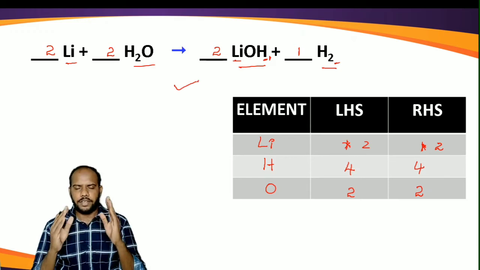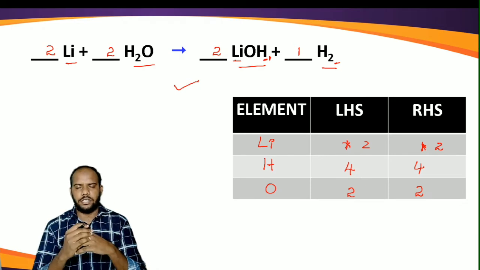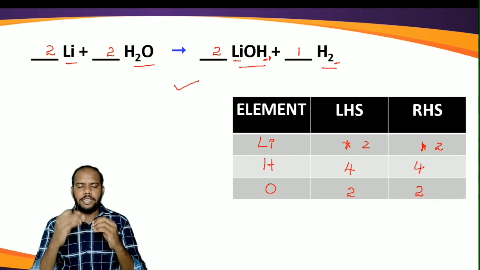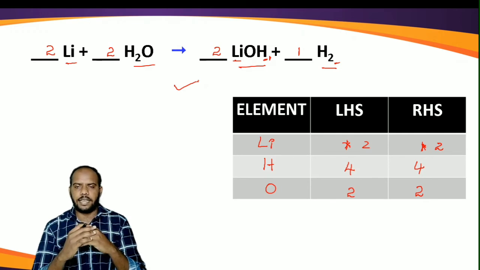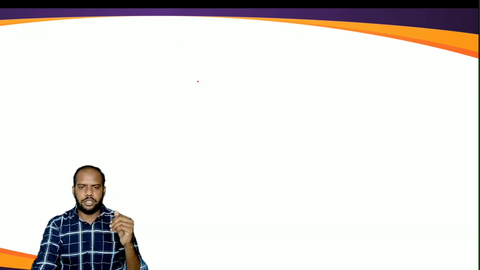Got it children? First try to balance hydrogen, and last balance the oxygen, then you will get it. And keep the number very small to start, then it will be a success. Okay, let's move to the next equation.